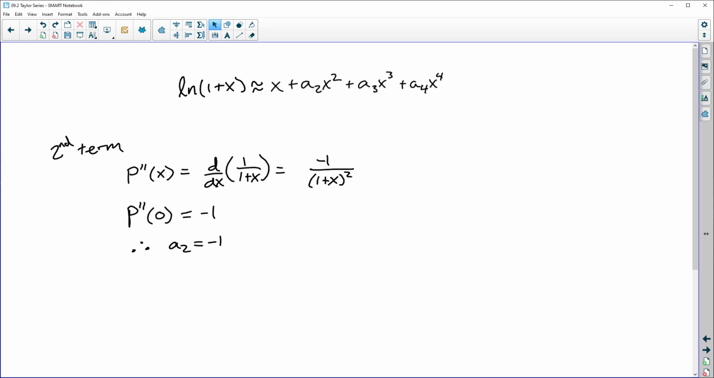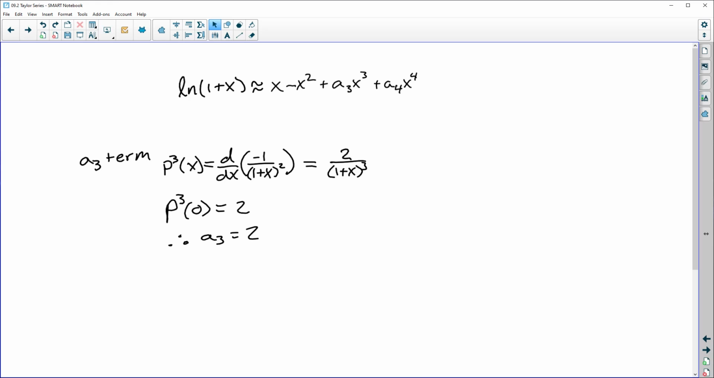For our second order term, we have to take the second derivative. What ends up happening with our chain rule is we pick up a negative 1, and our argument in the denominator gets squared. This reduces down to negative 1. Our third term requires us to take the third derivative.